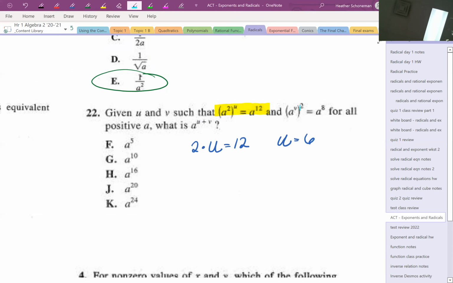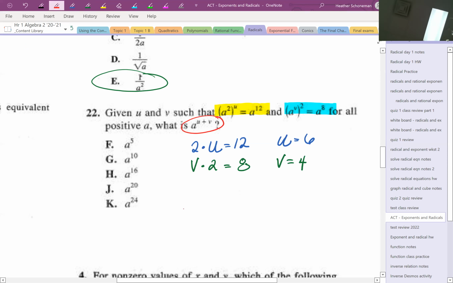Okay, let's see what they did over here. Over here, they said a to the v squared. Well, this is power to a power again. So v times 2 gave us a to the 8th, which is 8. So that means v has to be 4. Well, now that we know that, now we can find a to the u plus v. Because we know that u is 6 and v is 4. So this is just a to the 10th.